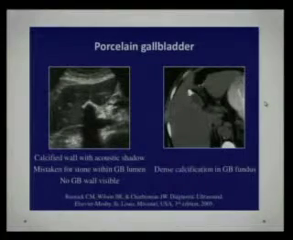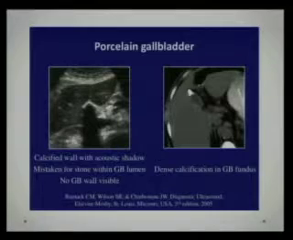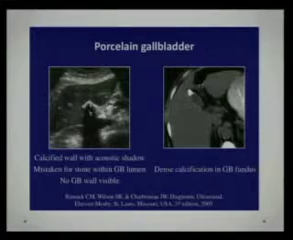Coming to porcelain gallbladder. Now porcelain gallbladder is a calcified wall with acoustic shadowing, and it can be mistaken for stone within the gallbladder lumen. However, usually no gallbladder wall is visible. Why? Because the gallbladder wall itself is calcified, so there is no separate visualization of this. You'll ask me, how can you differentiate a porcelain gallbladder from a focal form of emphysematous cholecystitis? That's just a function of the shadowing. Calcium will never shadow dirtily. Calcium will always give you a clean shadow.